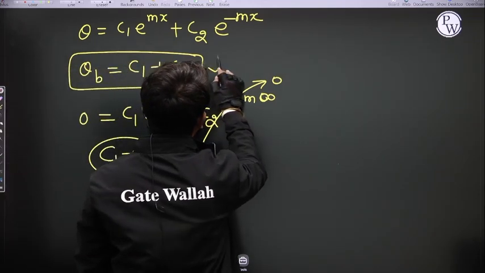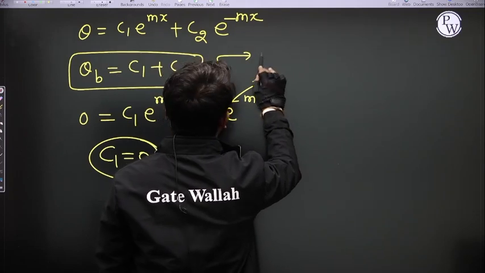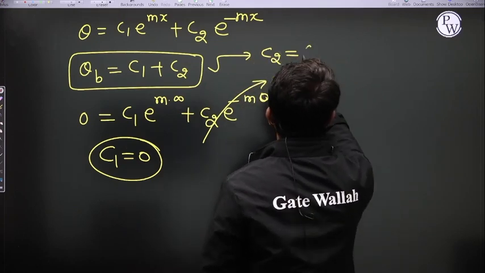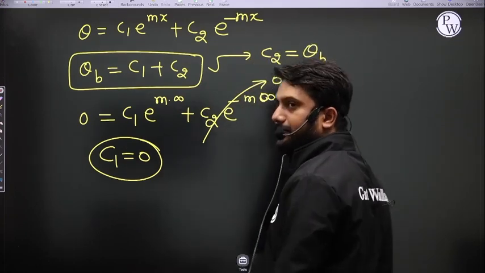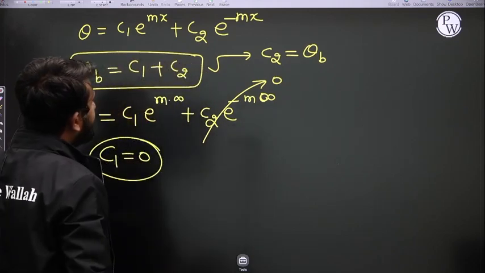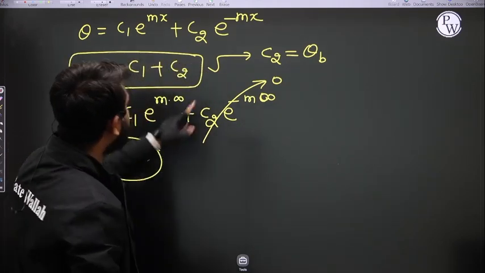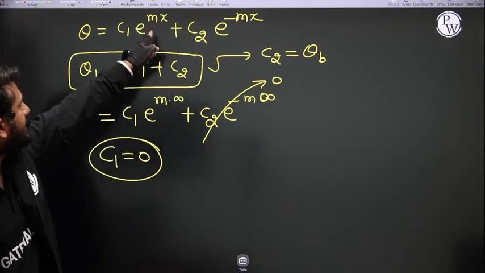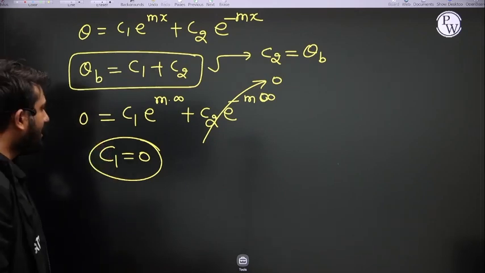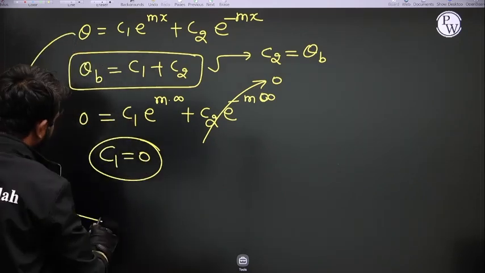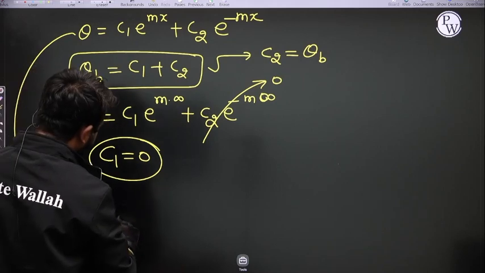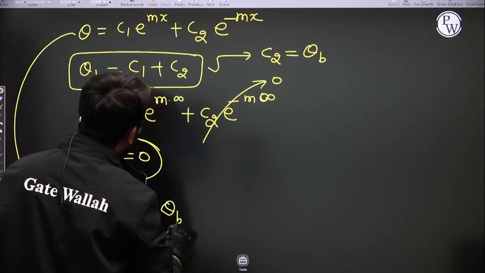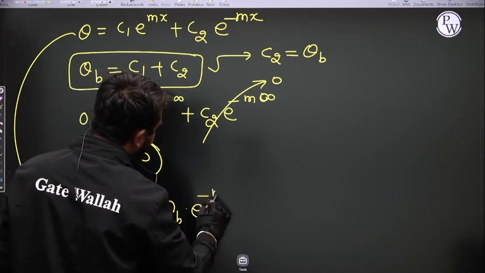And from here, if C1 is equal to 0, then C2 is equal to theta_b. So C1 is 0 and C2 is theta_b. Now put these values of C1 and C2 in this mathematical expression. So ultimately what you are getting is theta is equal to theta_b e to the power minus mx.